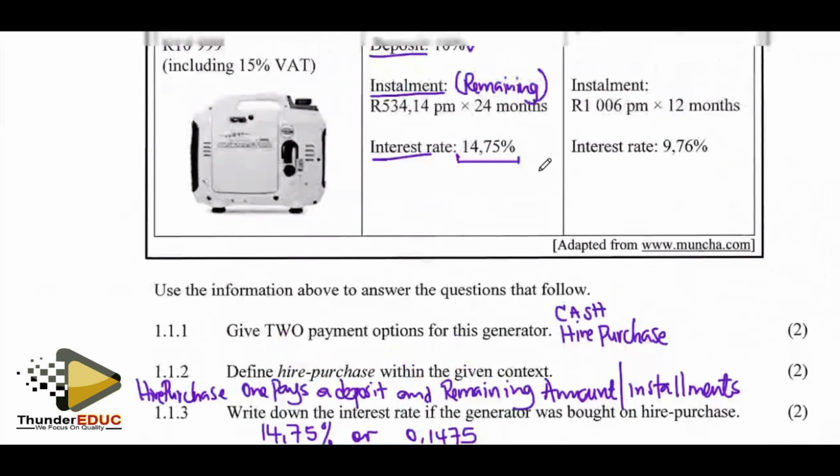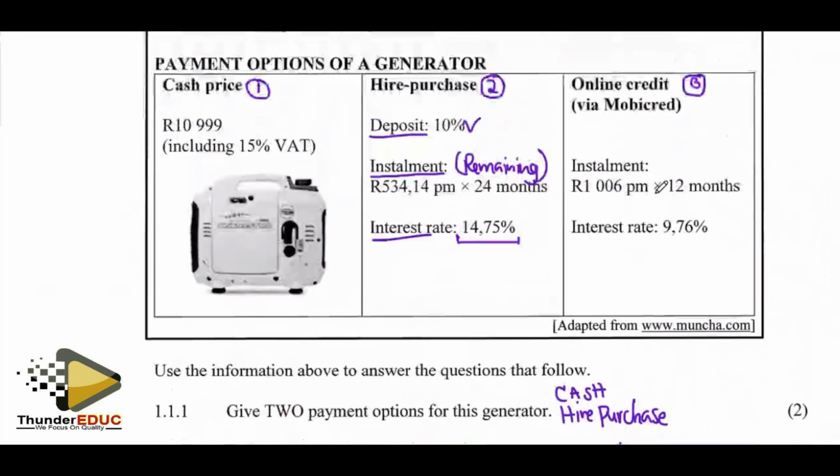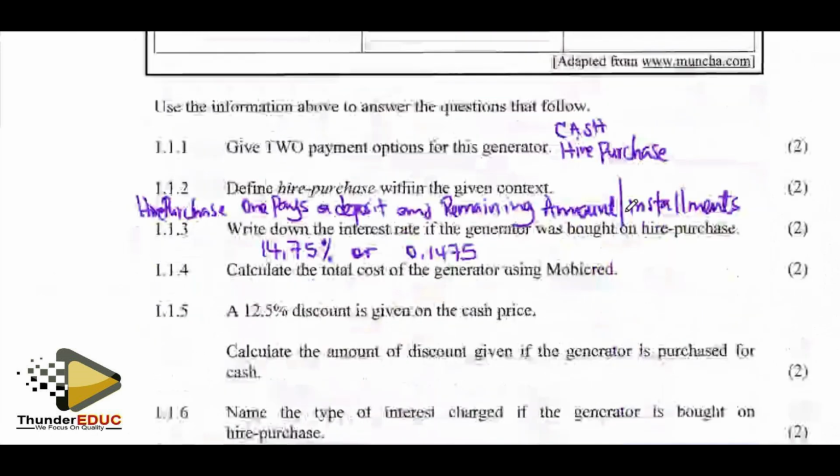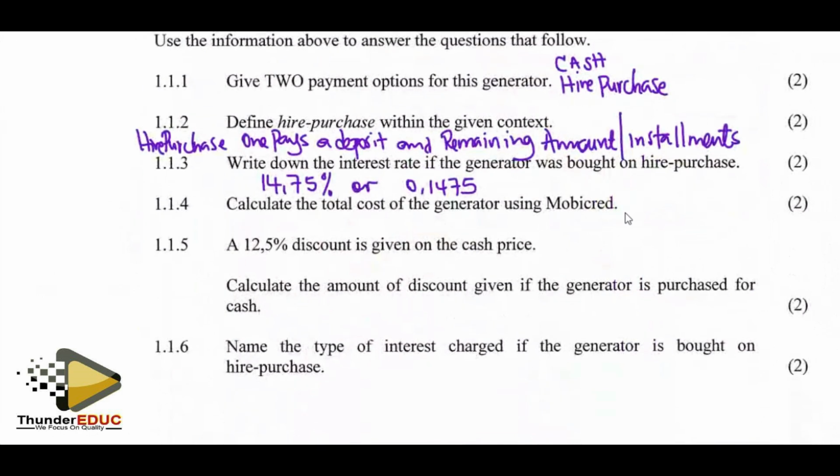Okay, the total cost that the generator will be sold at. Let's come here. Here we go. We have this much, and we say installment. It's 1,006 rands per month for 12 months. This already includes interest. So we shall say 1,006 times 12, which gives you 12,072 rands.